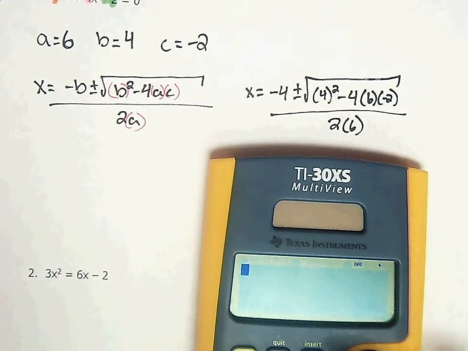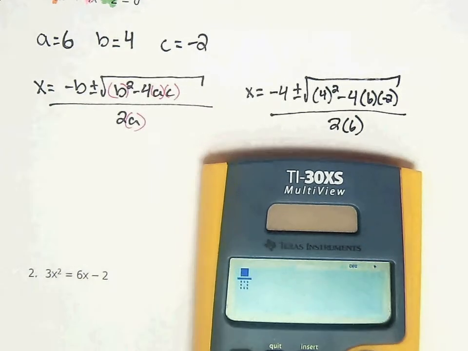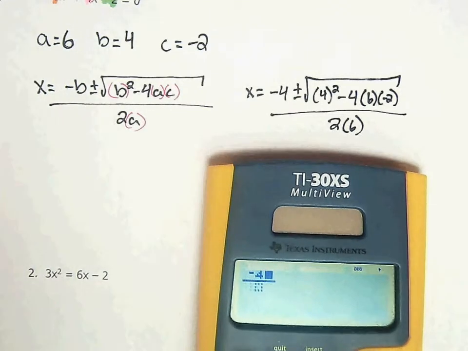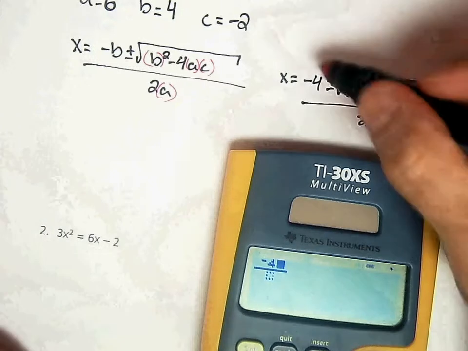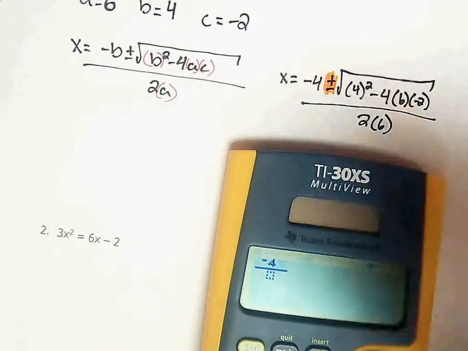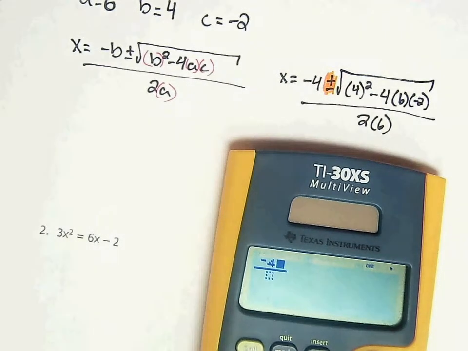So I'm going to hit the fraction button first. Say negative 4. Again, there are two problems here. You have the plus and the minus. I'm going to type in the plus first, get the answer, go back, change it to a minus, and get the other answer. There are two separate problems here.